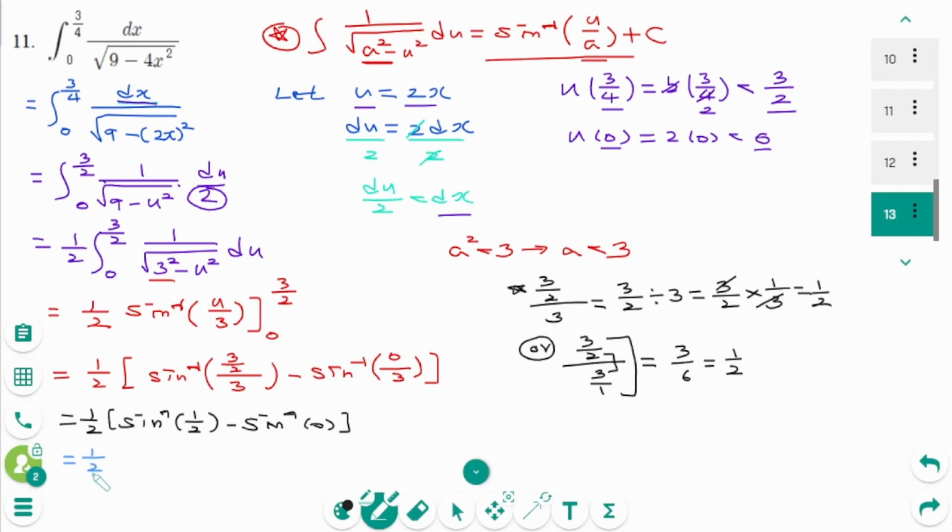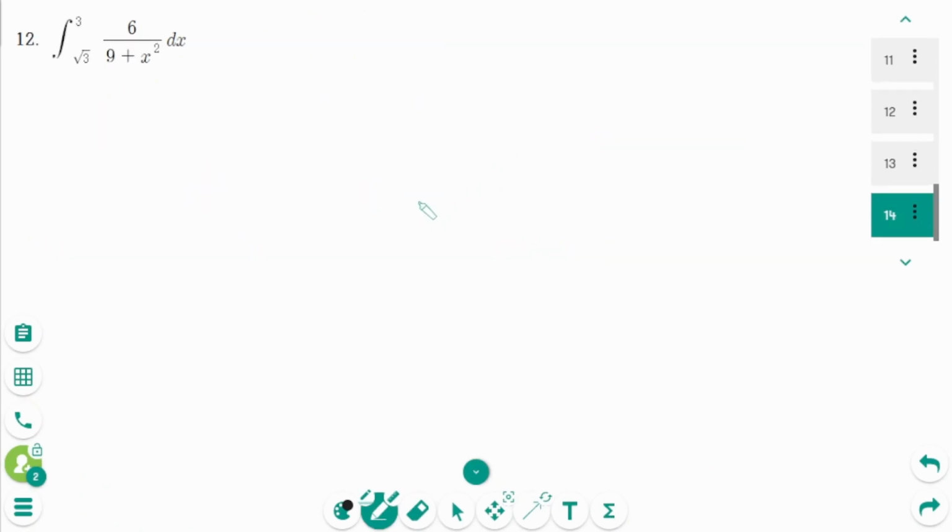Equals 1 over 2 times, when theta is pi over 6, the ratio is 2, 1, square root of 3. Then sine pi over 6 is 1 over 2. That means arcsine of 1 over 2 is pi over 6, minus 0. Then the final answer is pi over 12. This is the last one.